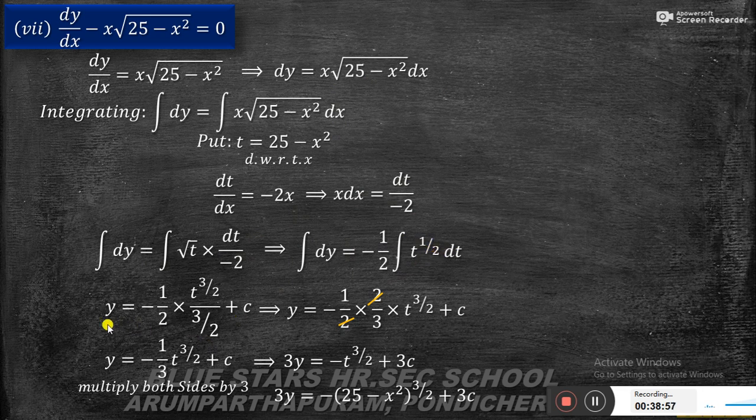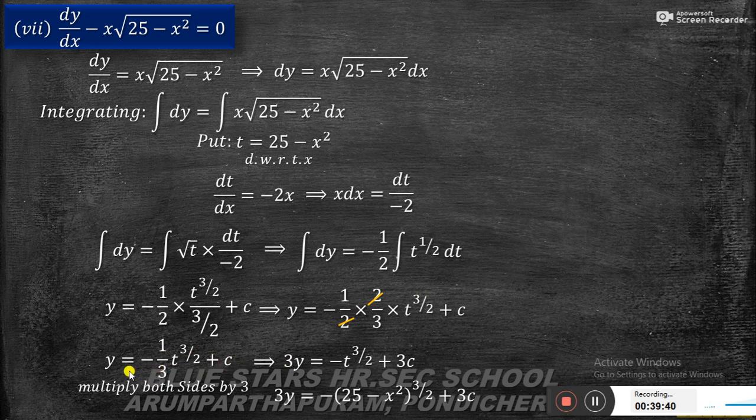In the next step, integration of dy means y equal to minus 1 by 2, integral of t power 1 by 2 means t power 1 by 2 plus 1, divided by 1 by 2 plus 1, plus c. 1 by 2 plus 1 means 3 by 2, so t power 3 by 2 by 3 by 2. So y equal to minus 1 by 2, and this 3 by 2 I reciprocate to 2 by 3 into t power 3 by 2 plus c. The 2 cancelled, therefore y equal to minus 1 by 3 into t power 3 by 2 plus c.